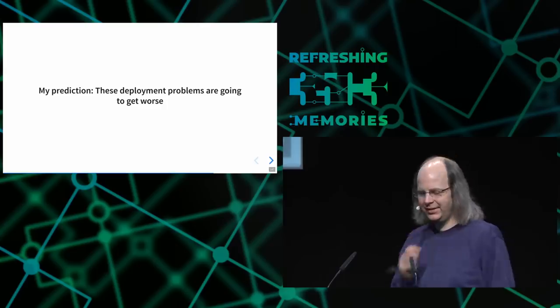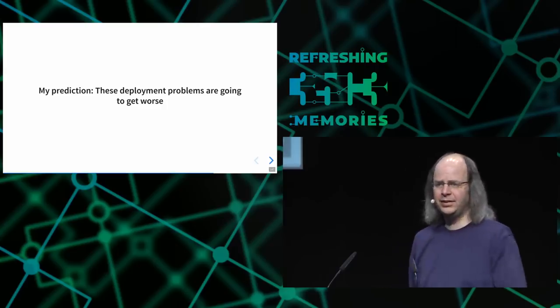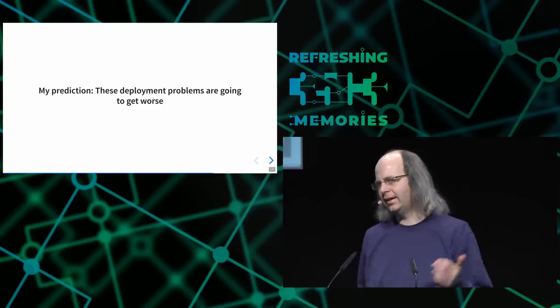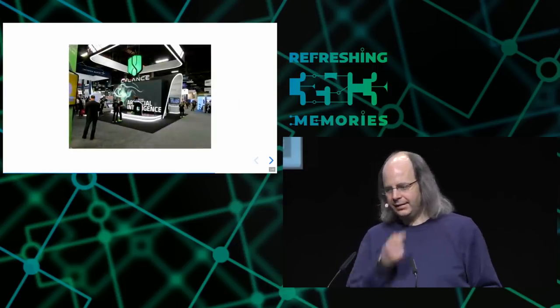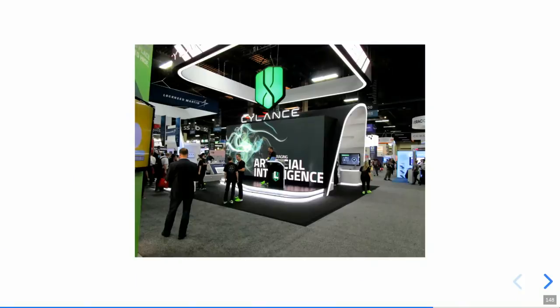My prediction here is that these deployment issues are going to get worse. I mean, we know now that they exist, and we have some ideas how to prevent them. But if you go to enterprise security conferences, you will know that the latest trend in enterprise security is this thing called artificial intelligence. We use machine learning and fancy algorithms to detect bad stuff.